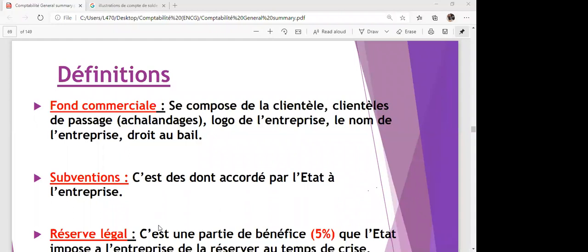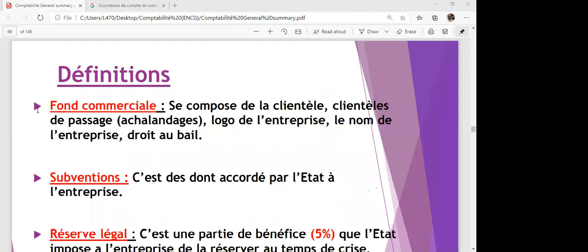Let's say you want to buy a well-known brand like Adidas, whether you want to buy shares or the whole company. If you buy the company, you have two options: to either keep the company under the same name or to buy what we call fonds commercial. The fonds commercial would be the clientele, the passage.